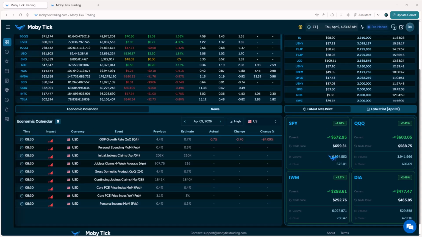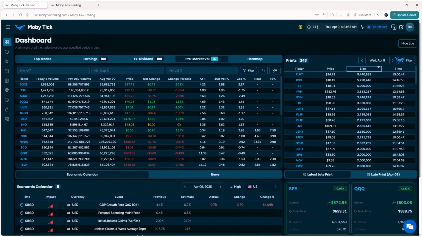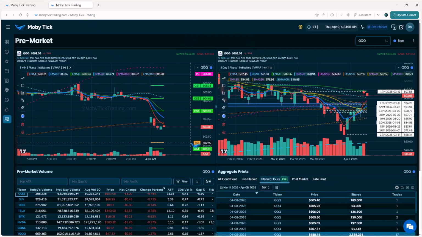Nice juicy print yesterday, 6.6 million at 659.31. So this was a late print. We had gapped up quite a bit, but this is where they were saying, oh yeah, by the way, we were buying at the time. So you got that one 24 hours late. So let's track them down and trade the hell out of this thing today.